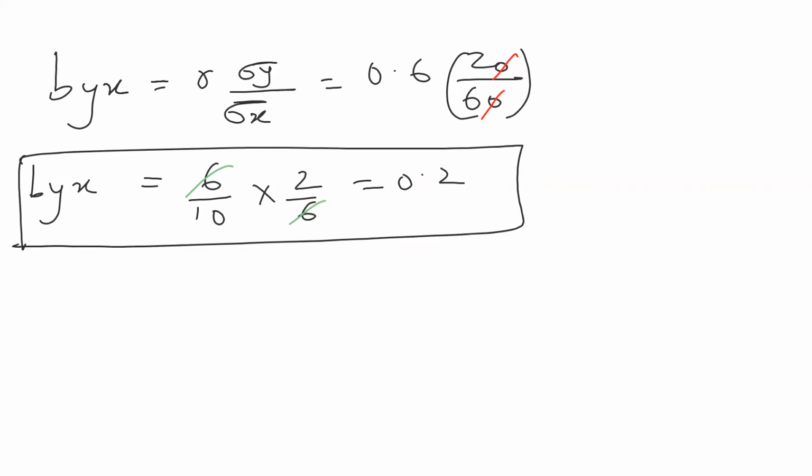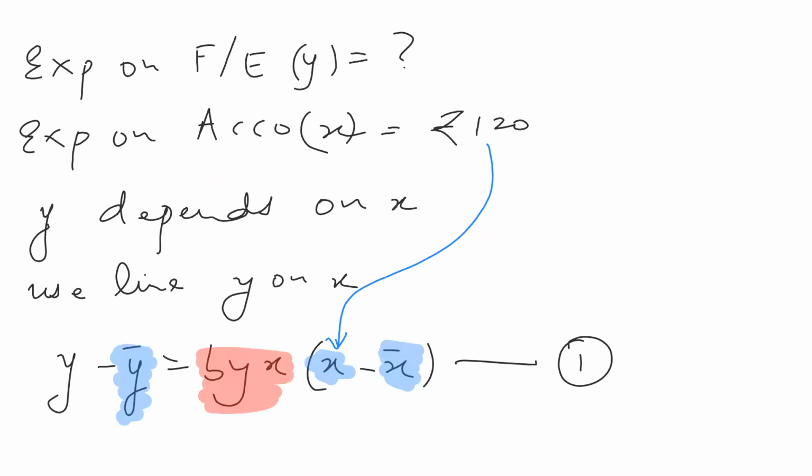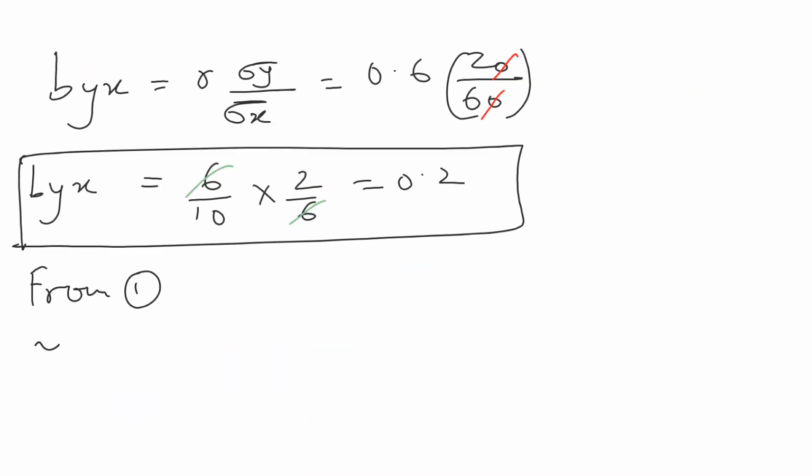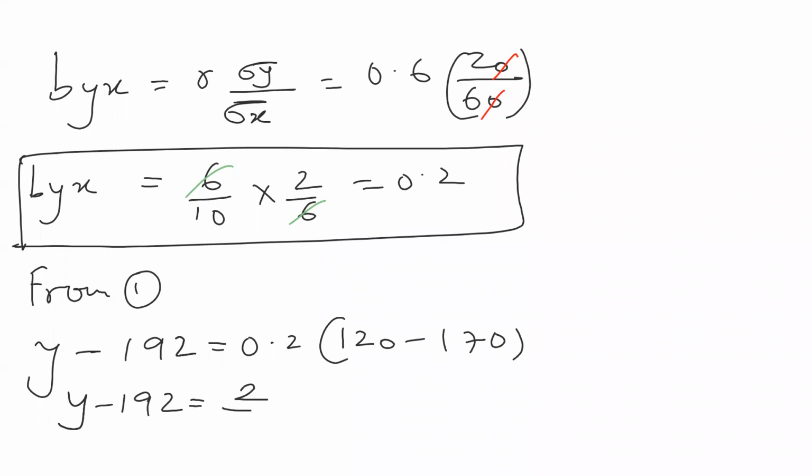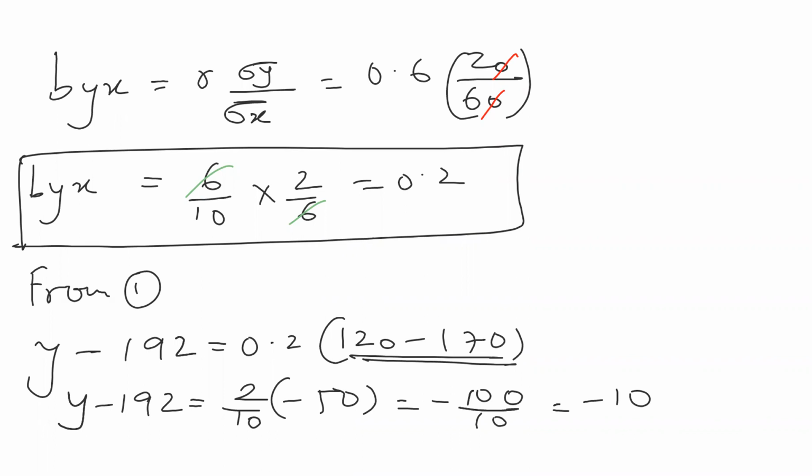Okay, 2 upon 10. So from equation 1, we put down all the values. Y minus Y bar. Y bar is equal to 192. We just have calculated X bar and Y bar, 170 and 192. Byx we calculated as 0.2. X is 120 and X bar is equal to 170. So Y minus 192 equals 2 upon 10 into (120 minus 170), and this will become minus 50. Okay, which is minus 100 upon 10, which is minus 10.